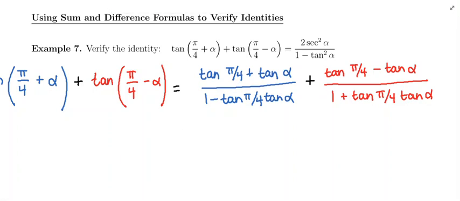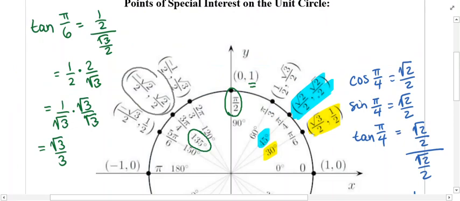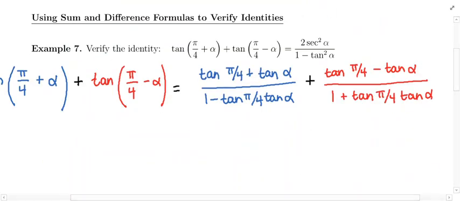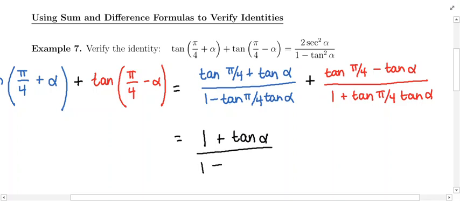If I go back to the unit circle and look at pi over 4, we know the tangent of pi over 4 is 1. So I'm going to plug that in. I'm going to go to the blue fraction here. The tangent of pi over 4 is 1, so we're going to get 1 plus the tangent of alpha over 1 minus the tangent of pi over 4, which is 1. So this is going to be 1 minus the tangent of alpha. Then we're going to have our plus sign in the middle.